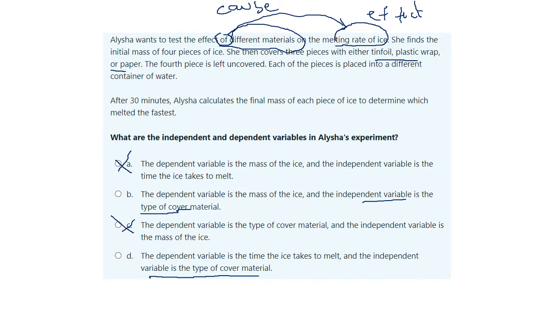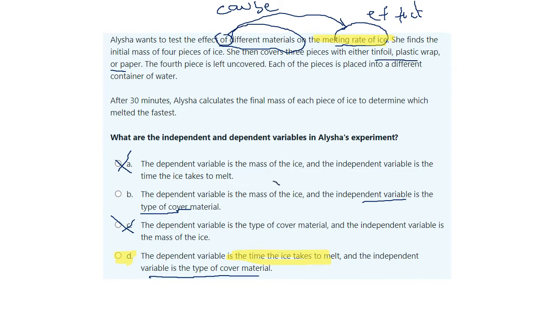Let's continue. The melting rate of ice. So she's going to be measuring how quickly the ice melts. So the dependent variable is the speed at which the ice melts. So the time the ice takes to melt, the speed at which the ice melts, D is the correct answer.